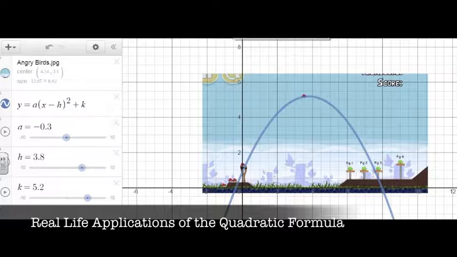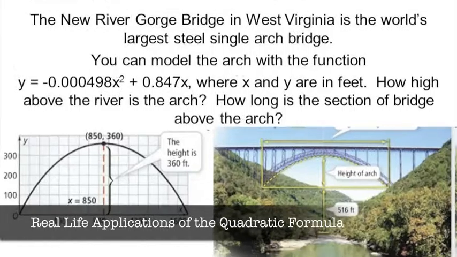The same idea can be used when playing the popular app called Angry Birds. We can also look at arch bridges and determine how high an arch is above ground or how long the section of the bridge is above the arc.